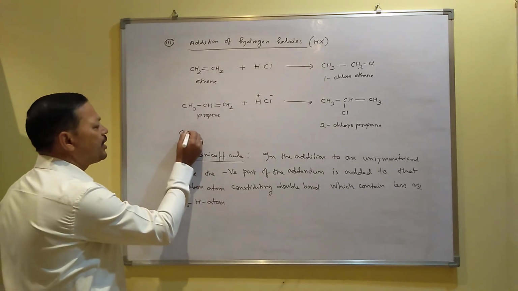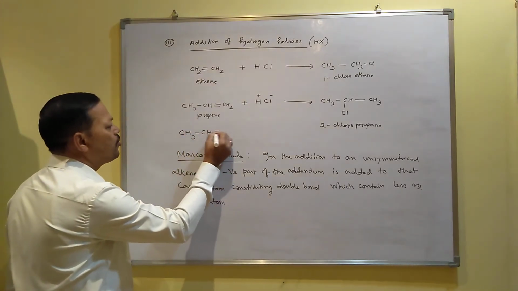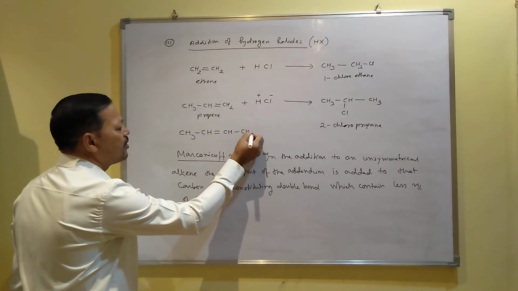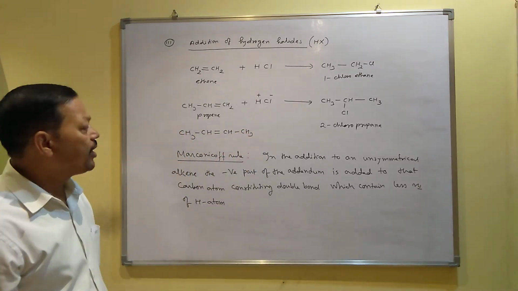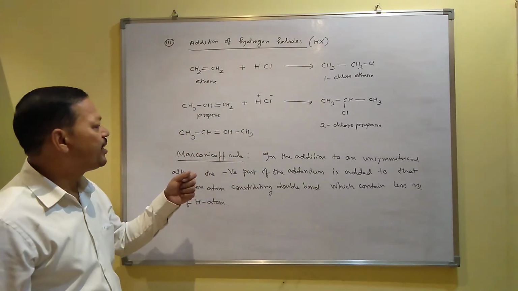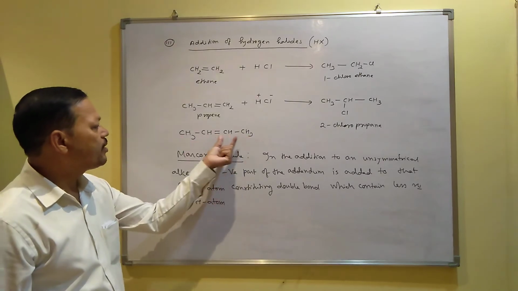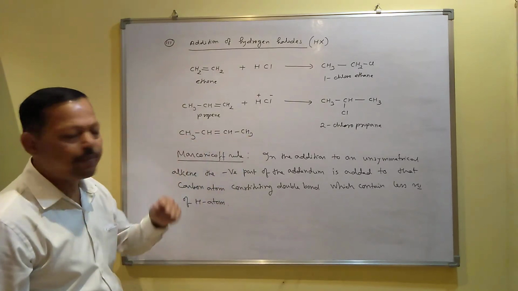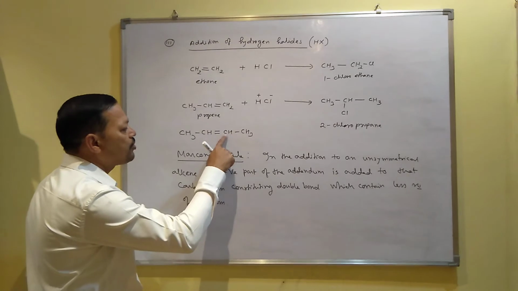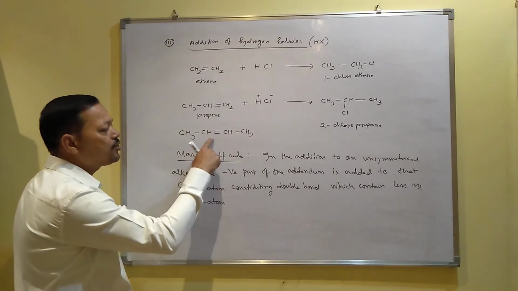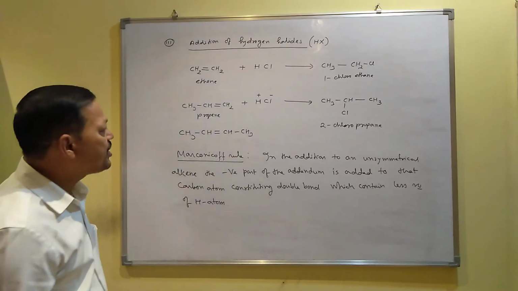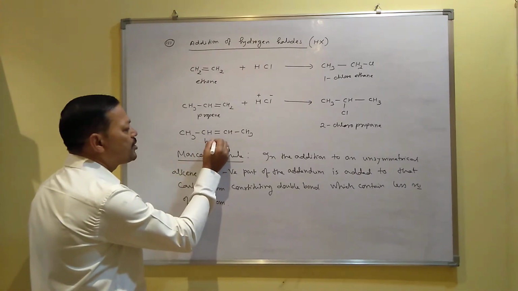This is one of the alkenes, CH3 CH double bond CH CH3. Is this a symmetrical or unsymmetrical alkene? This is one example of a symmetrical alkene, because on both sides of the double bond the groups are the same, and both the double bonded carbons contain a similar number of hydrogens. That is why this type of alkene is called a symmetrical alkene, whose name is butene.